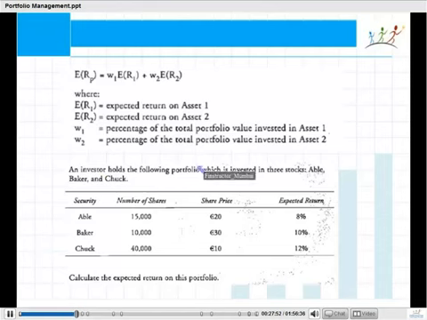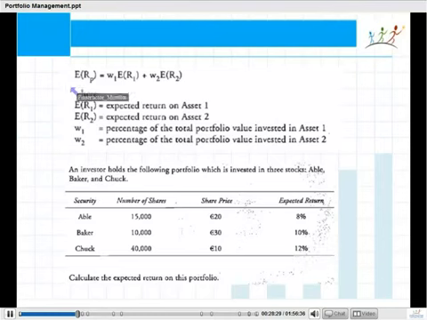An investor holds the following portfolio, which is invested in 3 stocks: Able, Baker and Chuck. He owns 15,000 shares of Able, which has a share price of $20. He owns 10,000 shares of Baker, which has a share price of $30, and 40,000 shares of Chuck, which has a share price of 10 euros. I'm sorry. The expected return is 8%, 10% and 12% from the 3 stocks. Compute the expected return of the portfolio.